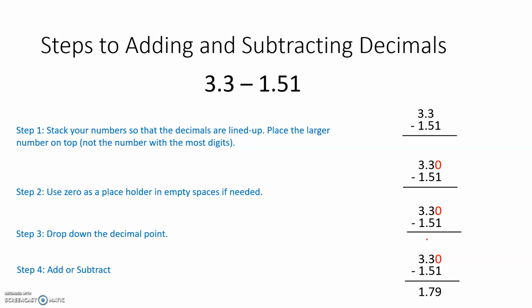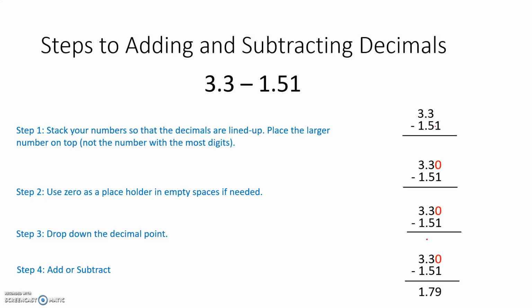So the first thing that you need to do is stack up your numbers with the decimals lined up. You're going to put your largest number on top and your smallest number on bottom. Not the number with the most digits. 1 and 51/100ths has more digits, but 3 and 3/10 is the greater value. You want to have the bigger number on top.